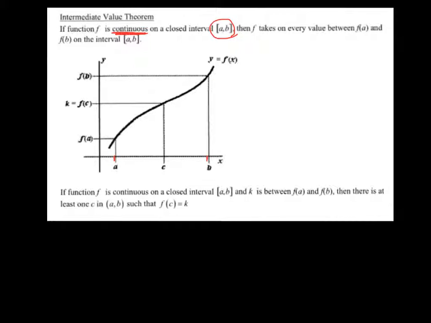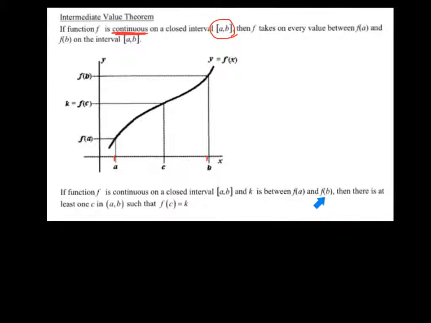Then f takes on every value between f of a and f of b. Now, f of a is a y value, of course, dependent upon the x value a. So when the input is a, the output is f of a. And so what it's saying is it will take on every y value between f of a and f of b. So all of these y values will be included on the interval a to b.